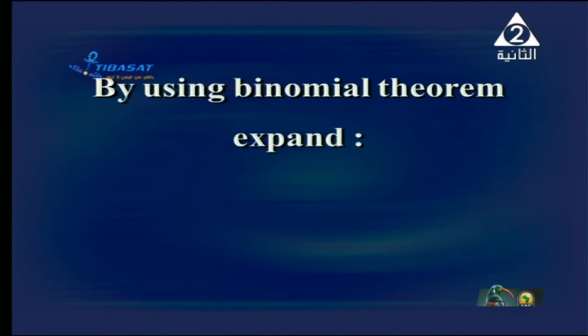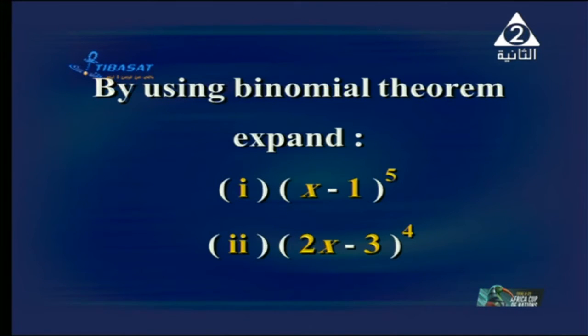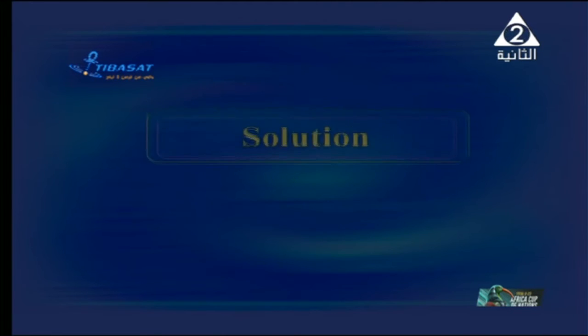By using the binomial theorem, expand: number 1, (x minus 1) for all power 5. Number 2, the bracket (x minus 3) for all power 4. My dear student, remember we have the bracket (x minus 1) for all power 5, we have 6 terms. Also, we have the bracket (x minus 3) for all power 4, we have 5 terms. Solution.